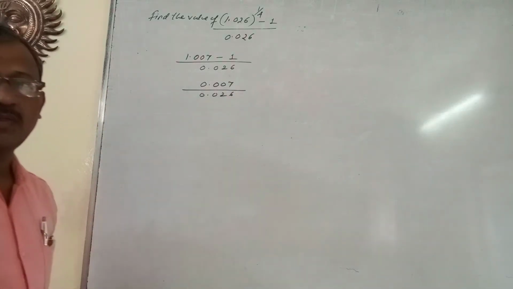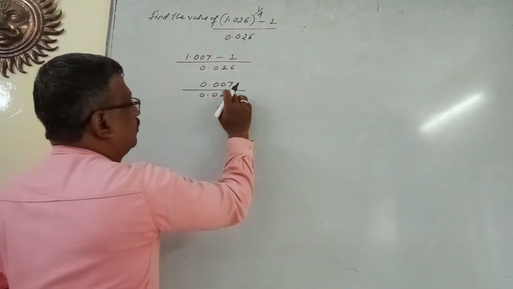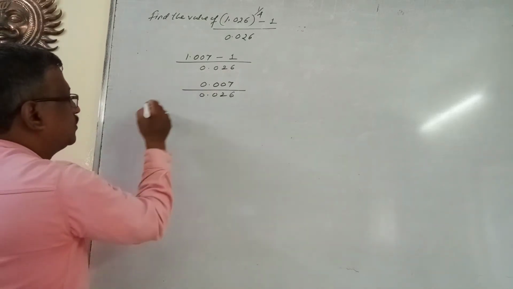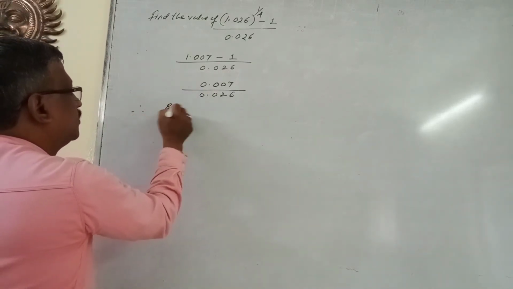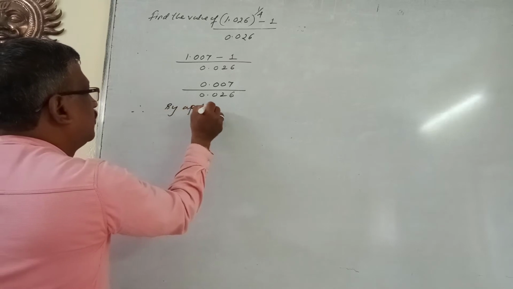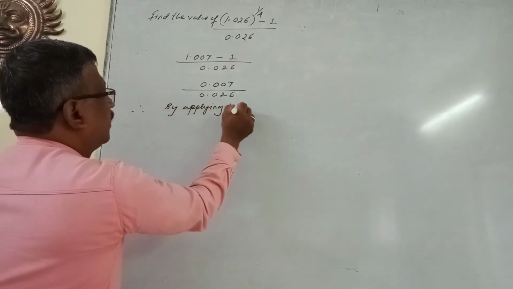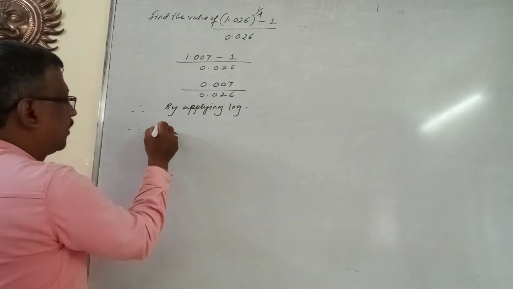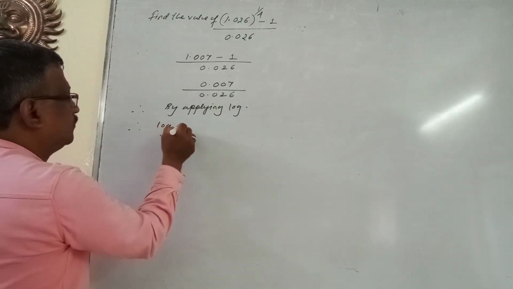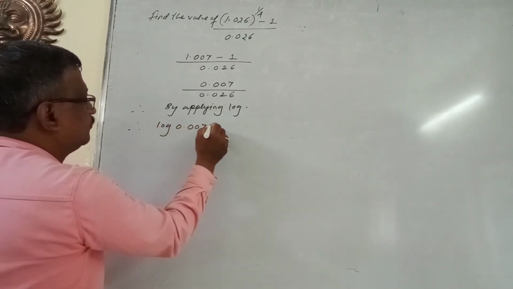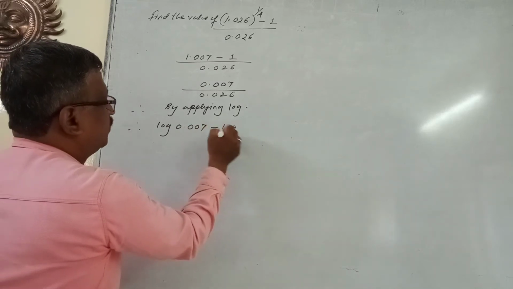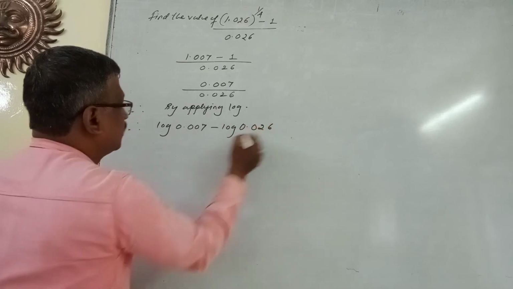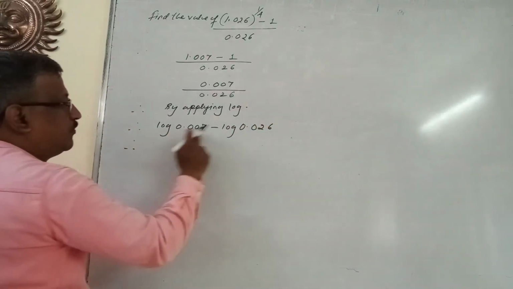And now this division we can solve by using the logarithm. So you apply the log. You have to find out the log of 0.007 minus, since division is there, you have to minus log of 0.026. Now by using the log, find out the logs first.